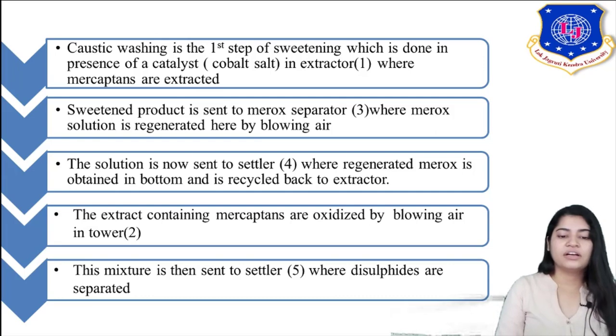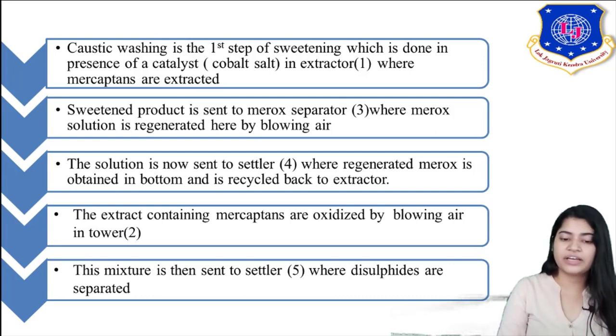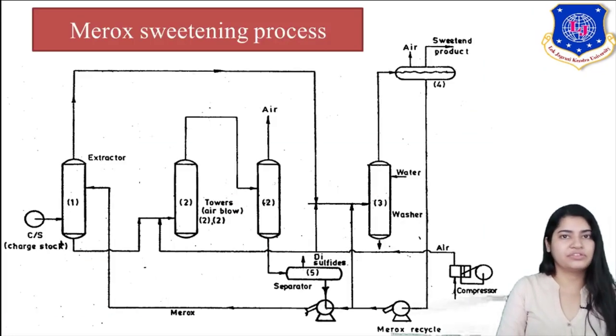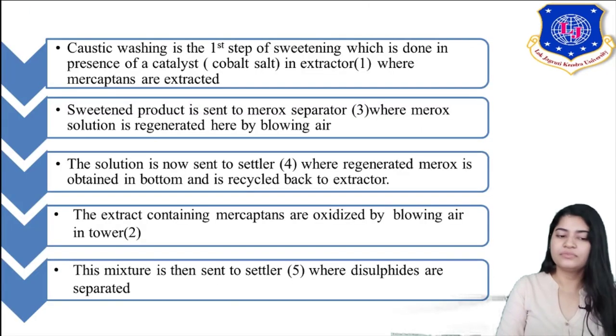Now another part is that the extract containing mercaptans is oxidized by blowing air in tower 2. Back to the extractor, the bottom product of the extractor is sent to tower 2. Here, consecutive towers are kept where you are blowing air, and so oxidization of mercaptans happens. So in tower 2, oxidization occurs.